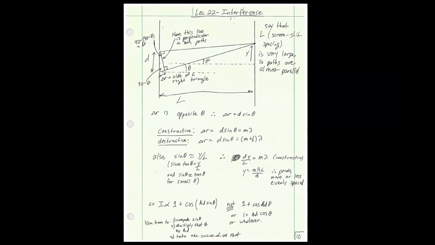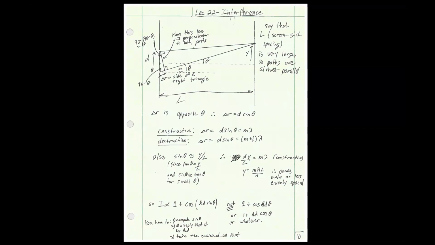Now, let's consider what happens when the spacing between the slits and the detector is very large. So L here is very large compared with D. Then these two paths are almost parallel. They may not look that much almost parallel on this drawing, but that's because none of this is to scale. But if they're very close to parallel, then this line here between them will be perpendicular to the bottom path and perpendicular to the top path.